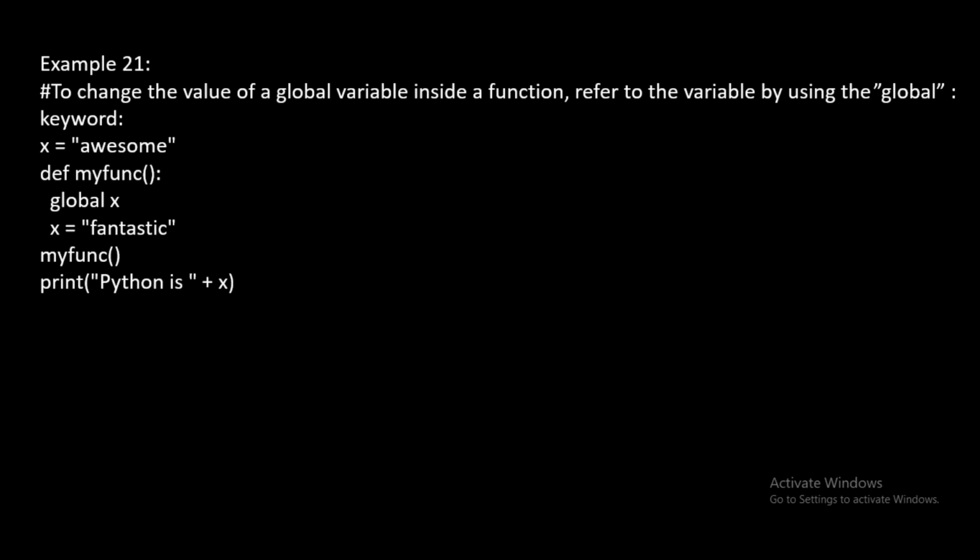So let's see the output. You will see here it will be fantastic, not awesome, right? Because x is global and this value would be overridden.